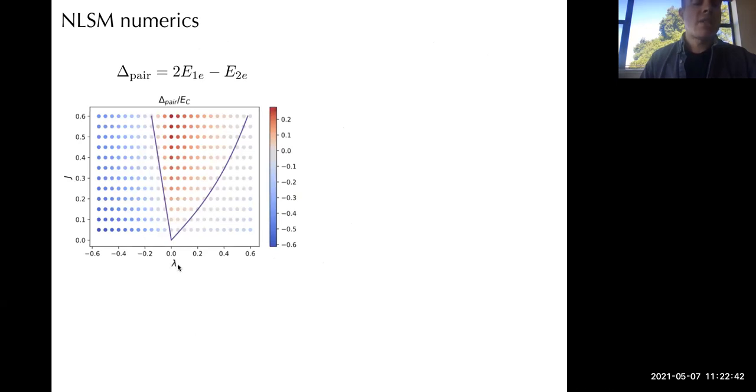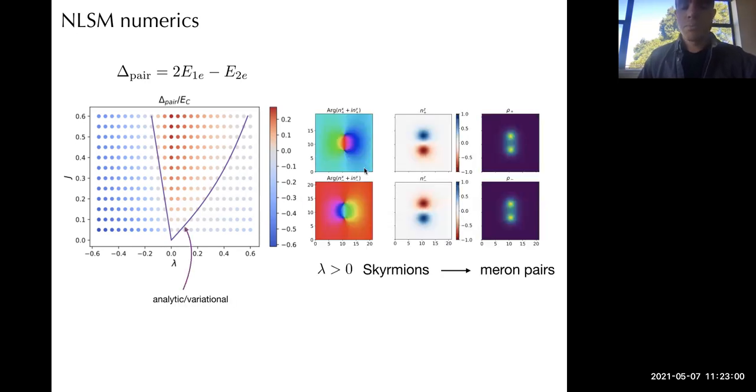So as advertised, when there's no anisotropy, when lambda is 0, you find positive pair binding energy all the way down to infinitesimal J. When you put on finite lambda, this causes skyrmions to deform into merons, and that increases their energy a bit. And eventually that causes the pairs to actually break.